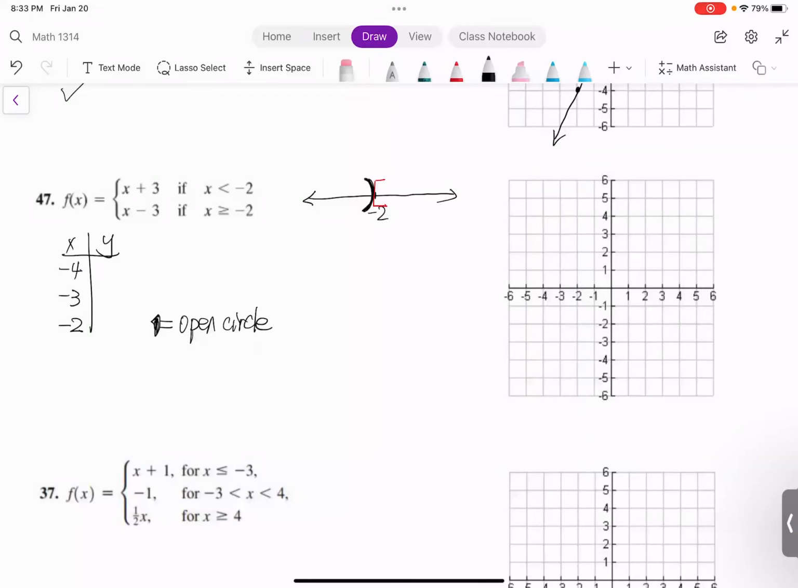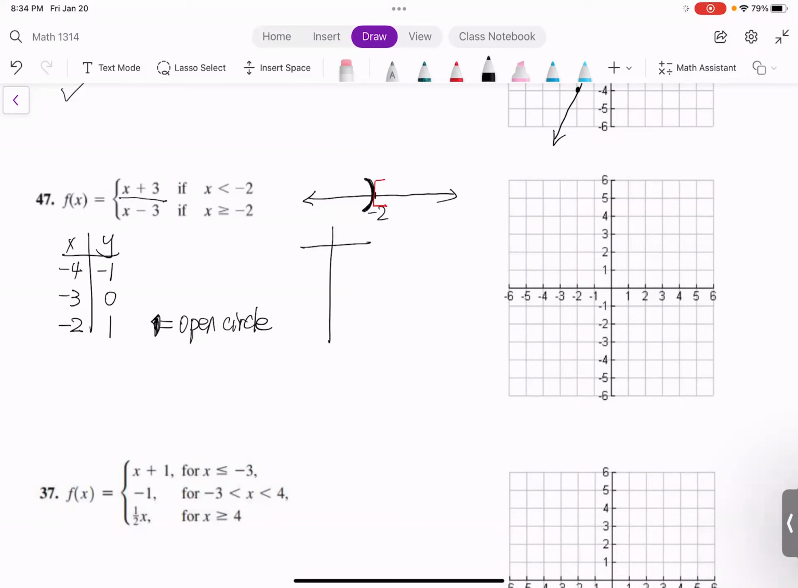And let's find y's value. So use the first equation. -4 plus 3 is -1. And -3 plus 3 is 0. -2 plus 3 is 1. We got 3 points.